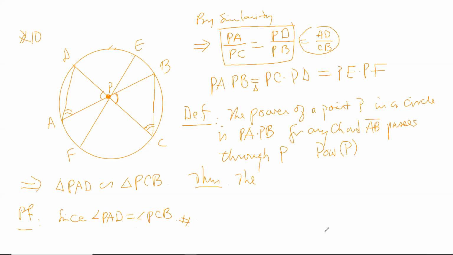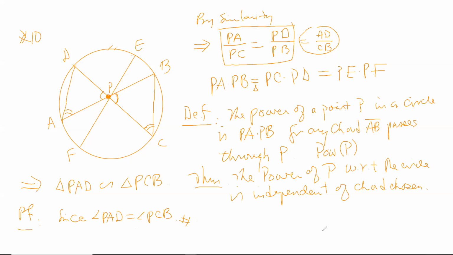The power of P with respect to this circle, let me use a shorthand here, with respect to the circle, is independent of the chord chosen. So in other words, you can choose any chord to compute this power. Does that make sense to you?